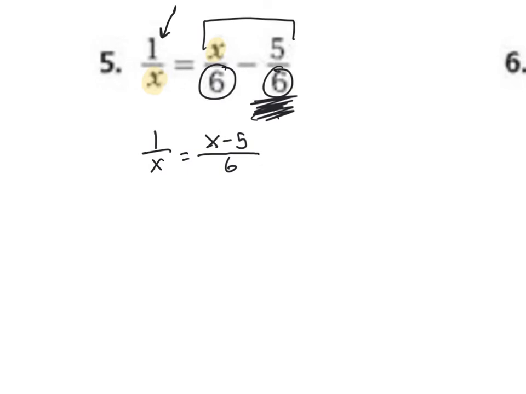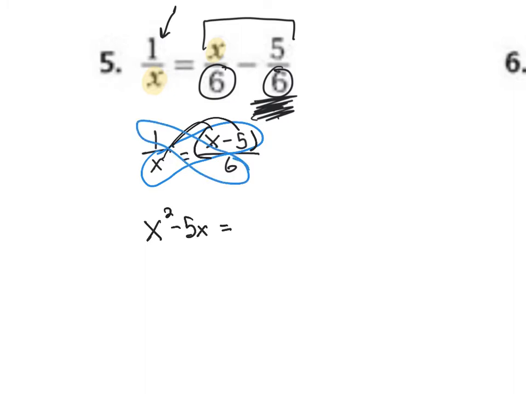Once we get it down to a fraction, what are we going to do? That's right, cross multiply. So remember, that's a group, so think about distributing across that group. x squared minus 5x is equal to, cross multiply the other side, 6. 6 times 1 is 6.